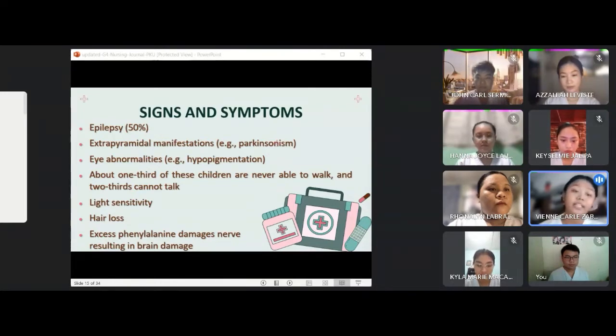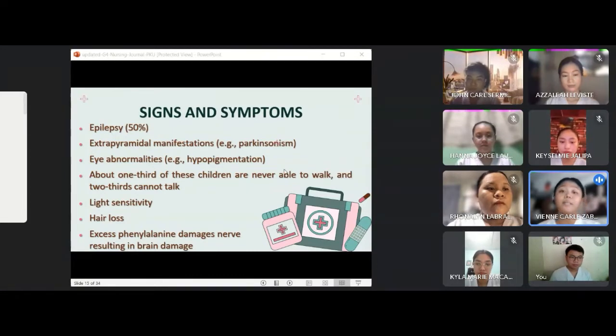Eye abnormalities and hypopigmentation. These are patches on the skin that are lighter than the overall skin tone, and this has been attributed to impaired thyroxine metabolism due to hyperphenylalaninemia. About one third of these children are never able to walk and two thirds cannot talk. Then light sensitivity, or photophobia, then hair loss, then excess phenylalanine damages nerves resulting in brain damage. This is the most severe form of the disorder, classic PKU, which results in a high level of PHE.